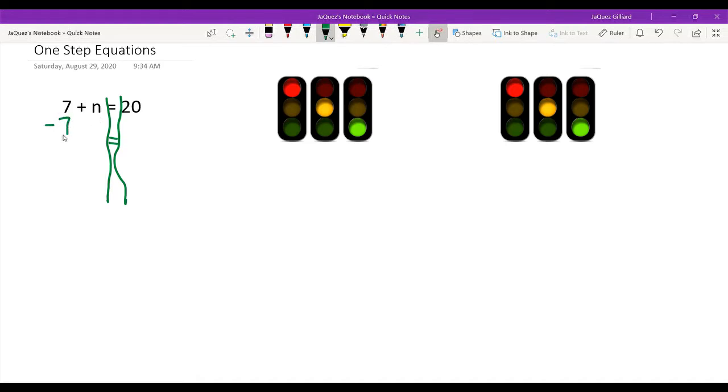Now, when we do equations, whatever you do on the left side, you must do on the right side. Okay? So we're going to subtract 7 on both sides. Now, what is 7 minus 7? 7 minus 7 is 0, so we can just cross that out and bring down our n. And once again, we're going to bring down our equal sign. And what is 20 minus 7? 13. Good job. All right, let's check out the next one.